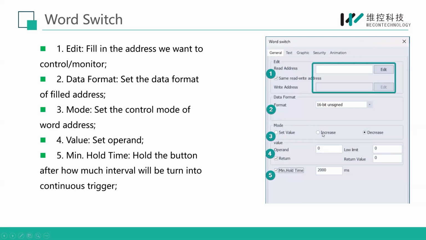So it will work while you are clicking your word switch one time. So you can set the operand here. If you want to increase the frequency, like machine frequency from 1 hertz, 2 hertz, 10 hertz, 12 hertz, according to some operand, you can use this increase and decrease button.